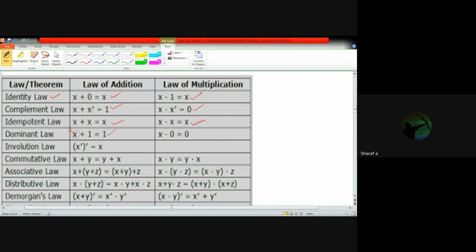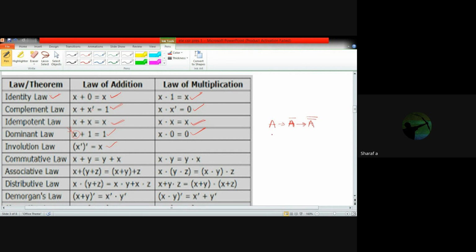Similarly, if you multiply any variable with 0, you will get 0, irrespective of the value of the variable. The next law is the involution law. If you take a double complement, which means first you take the complement and then another complement, you will get the same variable, like a bar bar. So you have variable a, then a bar is the complement of a, and then you take a double bar.